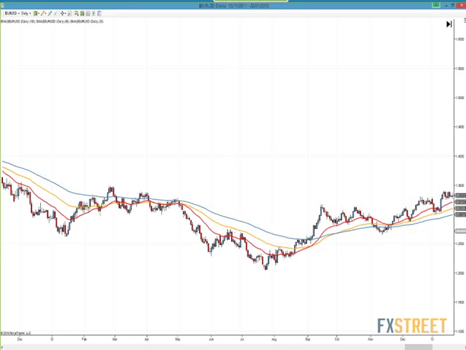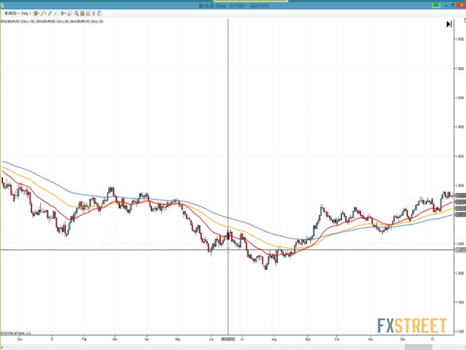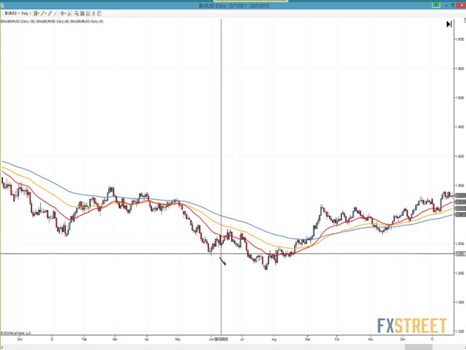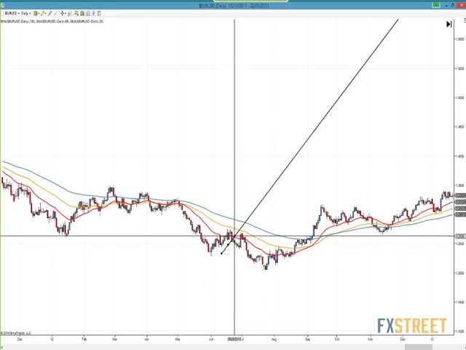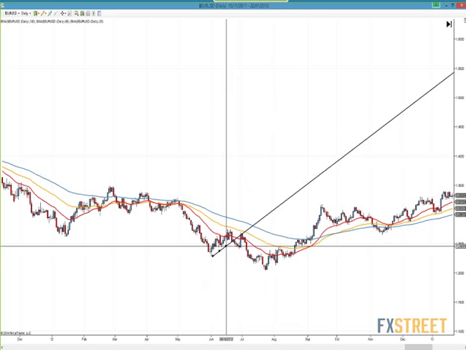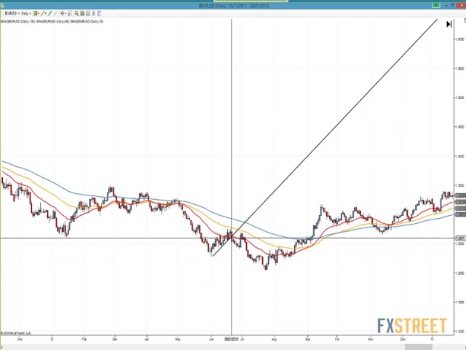Well, as I just said to you, ultimately you use your favorite entry technique. That could be a break of a counter trend line. So let's put a counter trend line in here. So we could wait for that counter trend line to be broken.